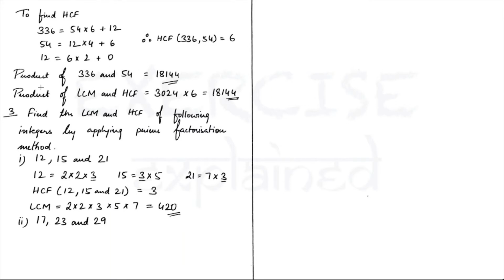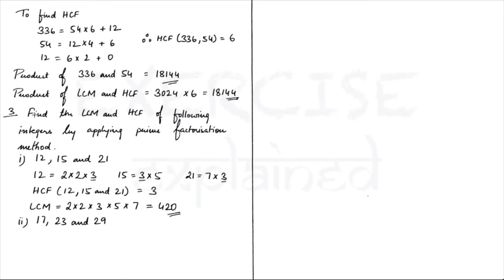Since the question had asked us to prove that the product of LCM and HCF is equal to the product of two numbers, what I do is I multiply LCM and HCF. Now HCF happens to be 6 and LCM happens to be 3024. So 3024 into 6 gives us 18,144 again. So you can see that the product of the two numbers is equal to the product of LCM and HCF.